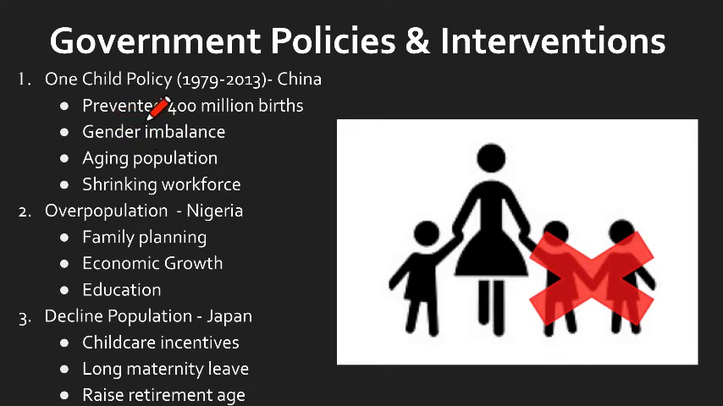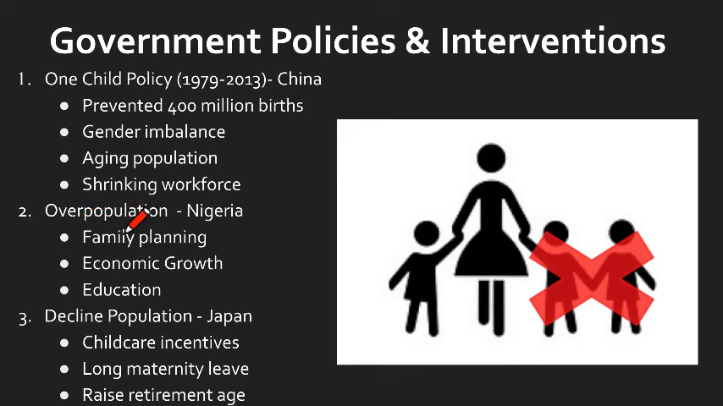Unintended consequences: definitely a gender imbalance due to son preference, where boys were preferred over girls. So families were choosing to only keep their male children around. It's also leading to an aging population and a shrinking workforce, because now population growth has slowed down and the younger generation is so much fewer people than the older generation.